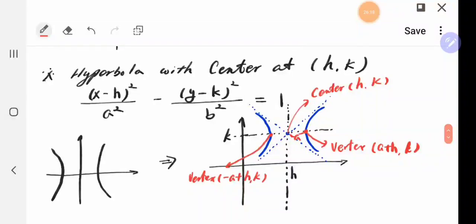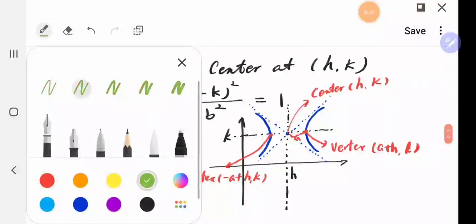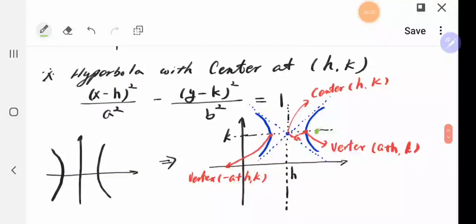That's the vertex. How about the focus? Let's say this is C, the focus. The focus was originally at C, so C will be increased by H, and Y was 0, so Y is increased by K. This other focus was originally at negative C, so it will be negative C plus H, and the Y value is K.